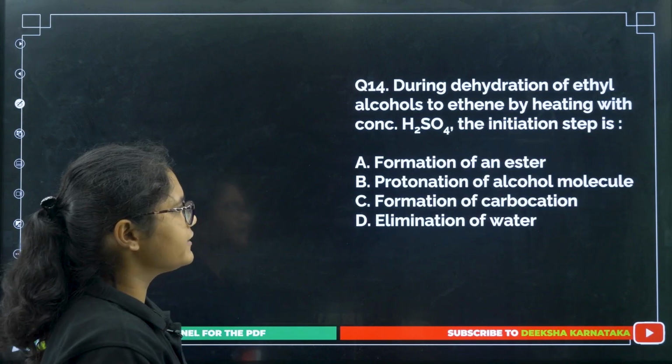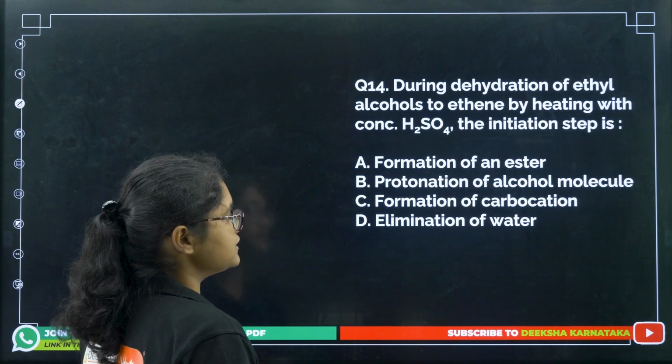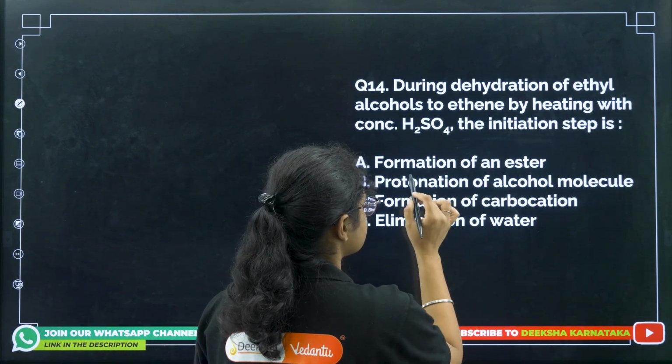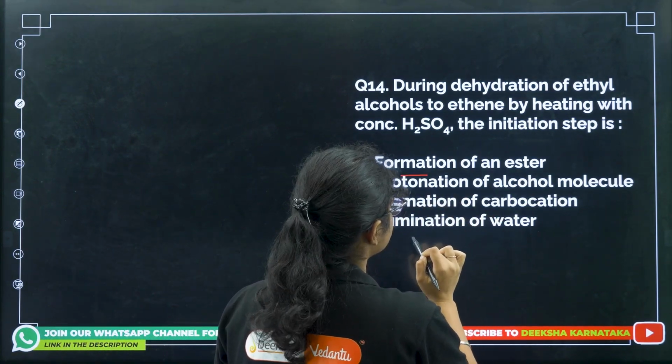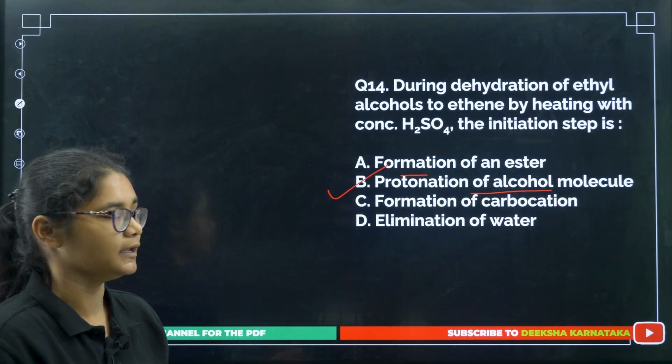Next, during dehydration of ethyl alcohol to ethene by heating with concentrated H2SO4, the initiation step is, so the first step is protonation of alcohol molecules. Okay, the correct answer is option number B here.